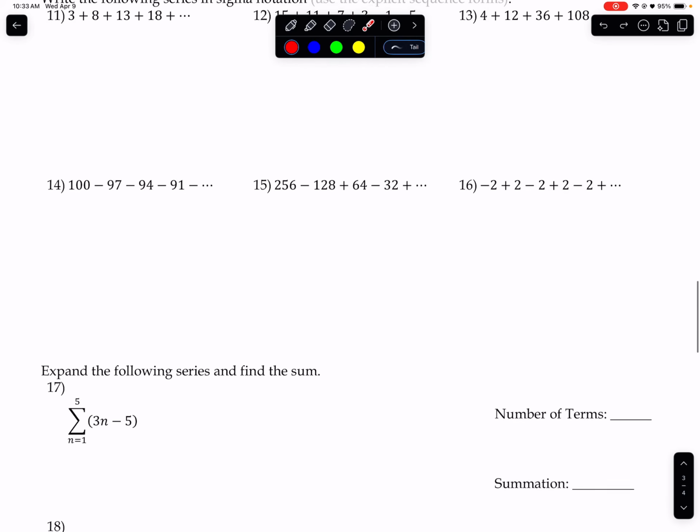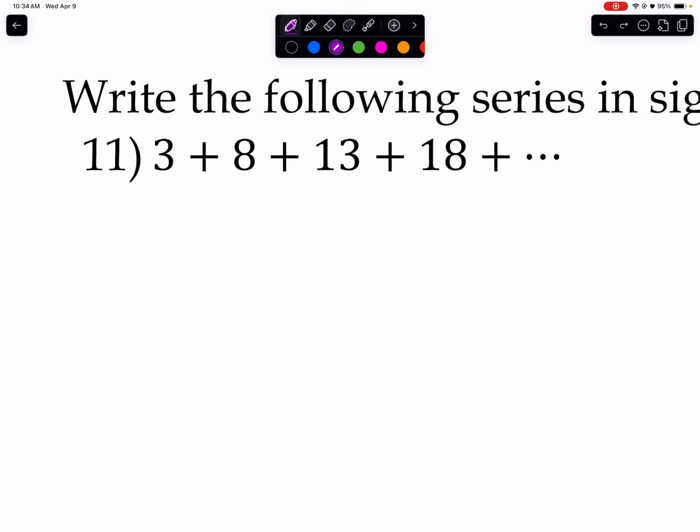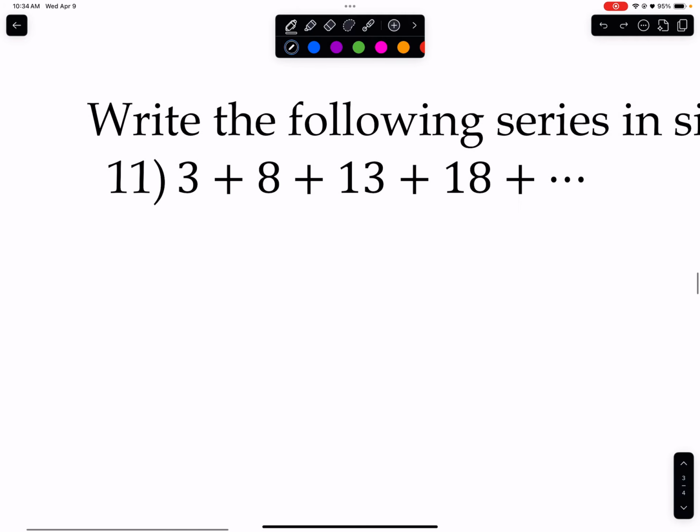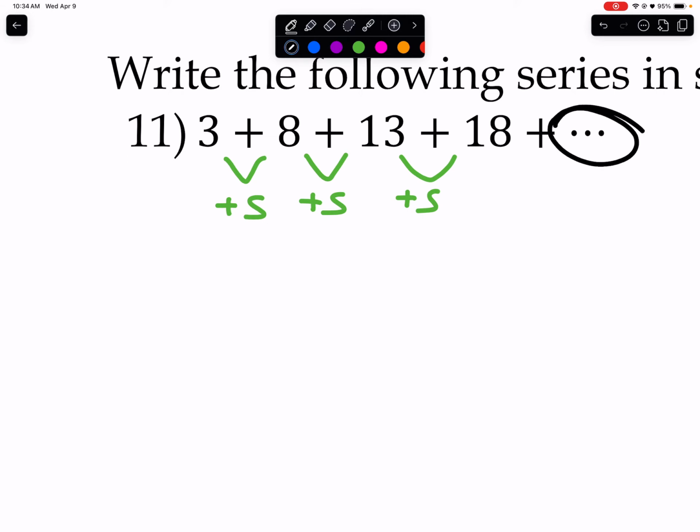Looking at these problems down here, we're going to write the following in sigma notation. First, I'm looking to see if it's arithmetic or geometric so I know which explicit form to use. Looking at my terms, I go from 3 to 8, 8 to 13, and then to 18, so my change is plus 5. Because of a change of plus 5, we have a common difference, which means we're looking at an arithmetic series. And because of the ellipsis, that also tells me it's going to be infinite.